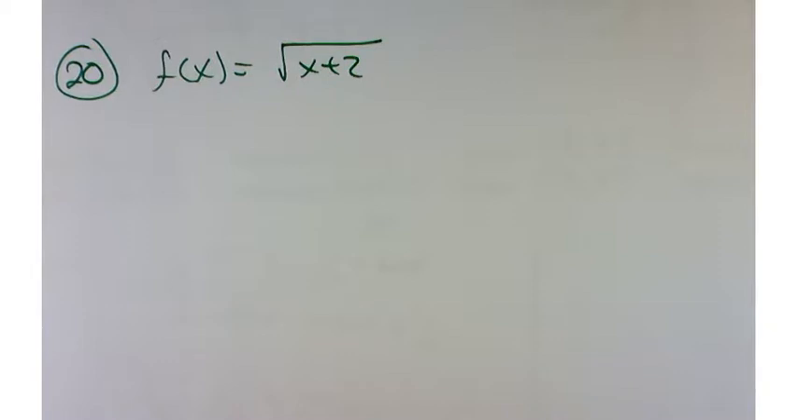Now the domain is your x coordinates that you can put into a function. But there's some x values that you can put in here that would create a problem. The problem we want to avoid is what in this case? Yeah, negative under the radical. We want to guarantee that what's under the radical is positive.